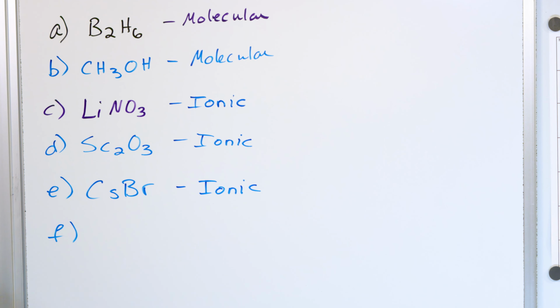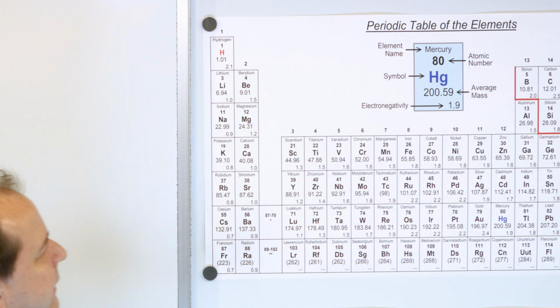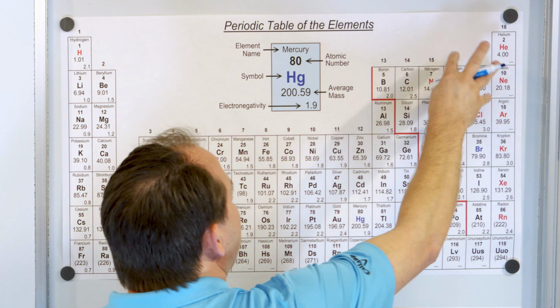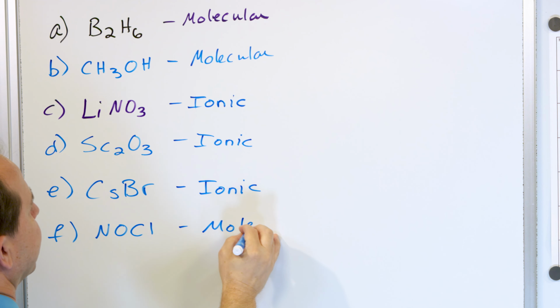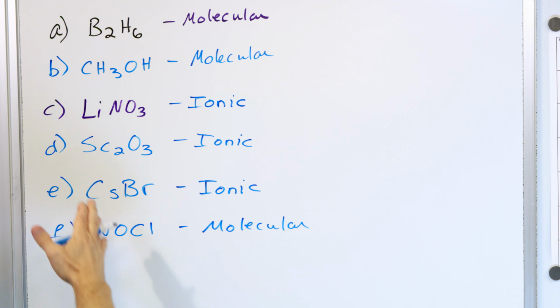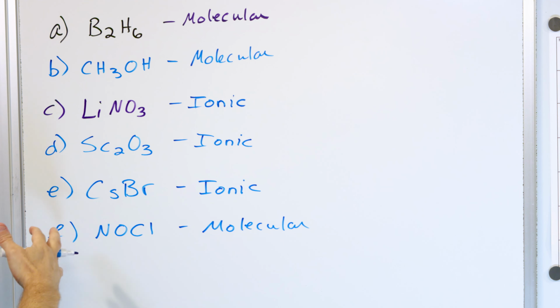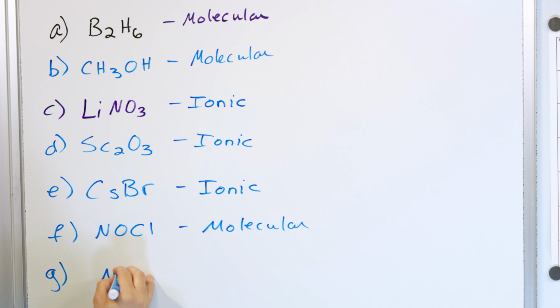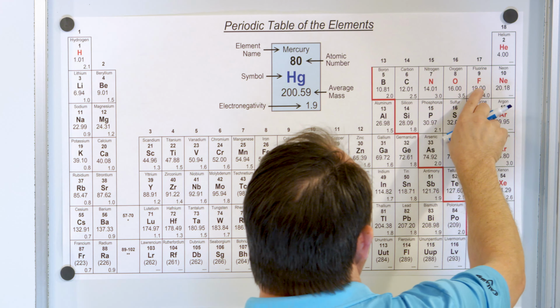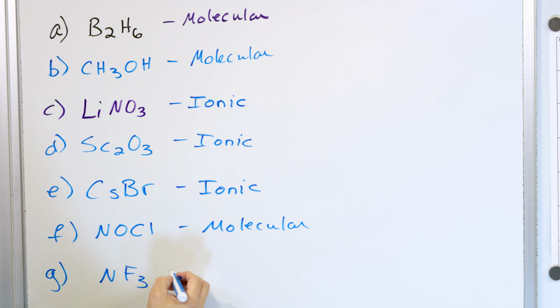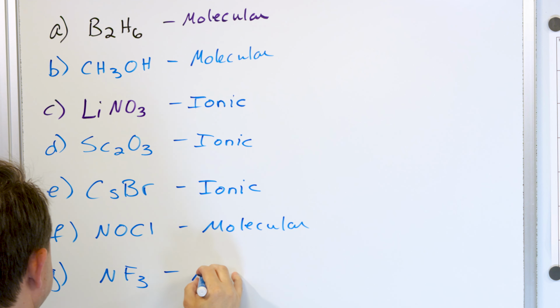And then we have F, which is NOCl. So we have nitrogen, oxygen, and chlorine, all three elements from the right-hand side, so these are molecules, or molecular. So ionic is metal plus nonmetal, molecule or molecular is all nonmetals. So we have EF, and now we have G, NF3. Nitrogen, fluorine. So we have nitrogens, fluorines all bonded together, and because those are all nonmetals, this is a molecule or molecular.